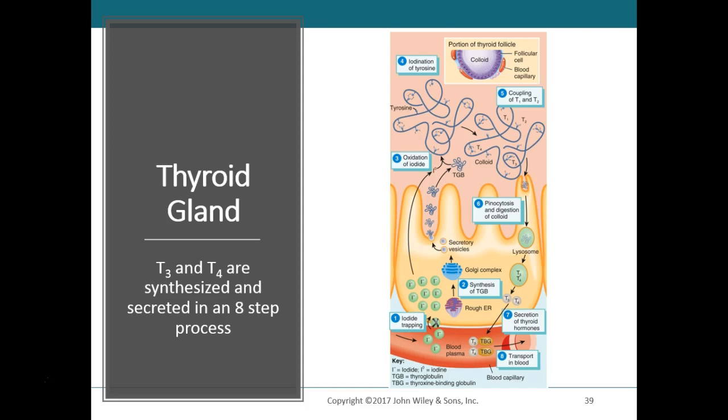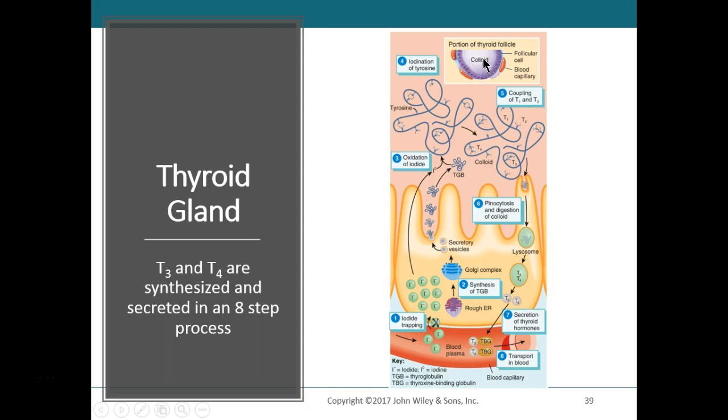So when we're making thyroid hormone, there's a stepwise process that involves several things that have to happen for thyroid hormone to become active. First of all, we have to trap iodine that is freely floating in the blood, and that iodine then is put into the colloid. So let's look first and figure out what we're looking at.